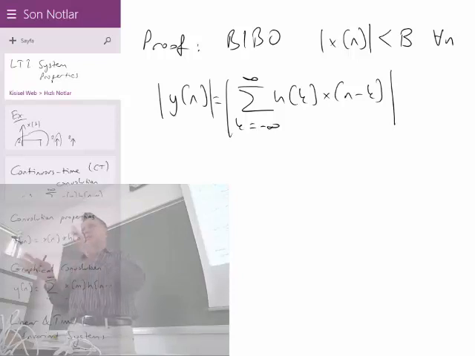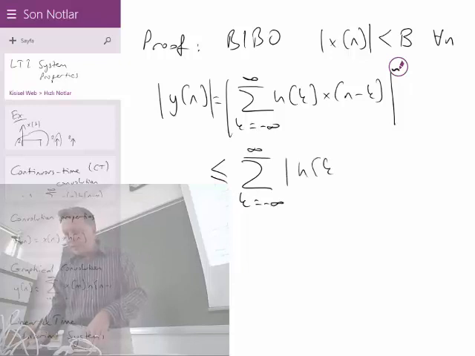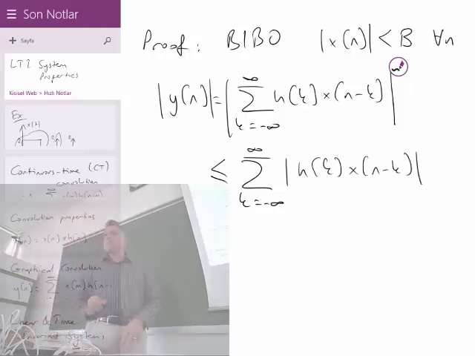Is that okay? Because some of them could be negative, their summation would be smaller, but it is upper bounded by the absolute value of a plus the absolute value of b. The same holds for the infinite summation too. What I mean is this: this thing is always less than or equal to the sum inside, k from minus infinity to infinity, of the absolute value of h of k, x of n minus k. This is the triangular inequality.